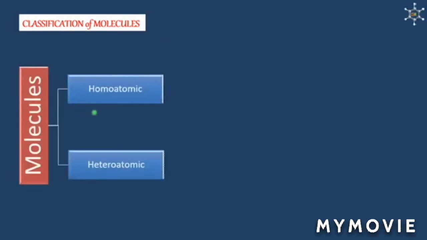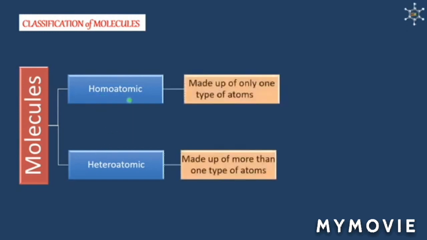Classification of molecules. Molecules can be broadly classified into two types. One is homoatomic, another one is heteroatomic. Name itself is giving all the information. Homo means the same, hetero means different. So, homoatomic molecules are made up of only one type of atoms, and heteroatomic molecules are made up of more than one type of atoms. We can call homoatomic molecules as elements and heteroatomic molecules as compounds.